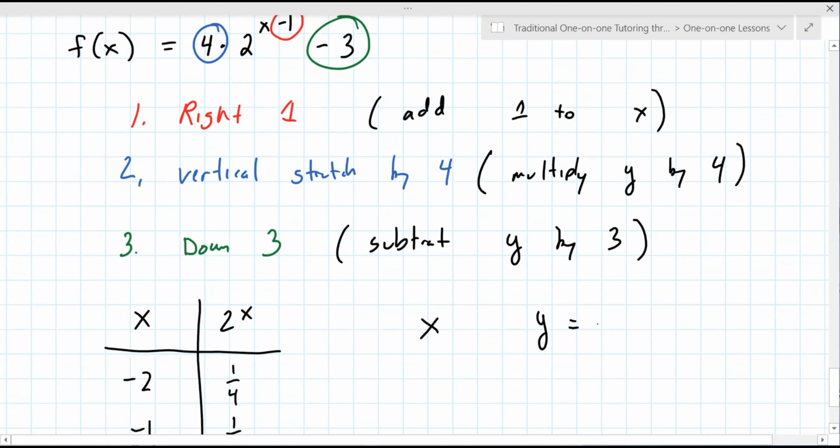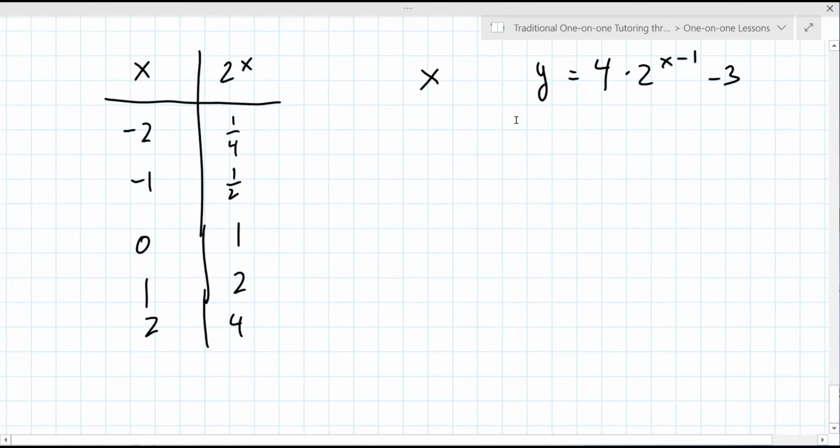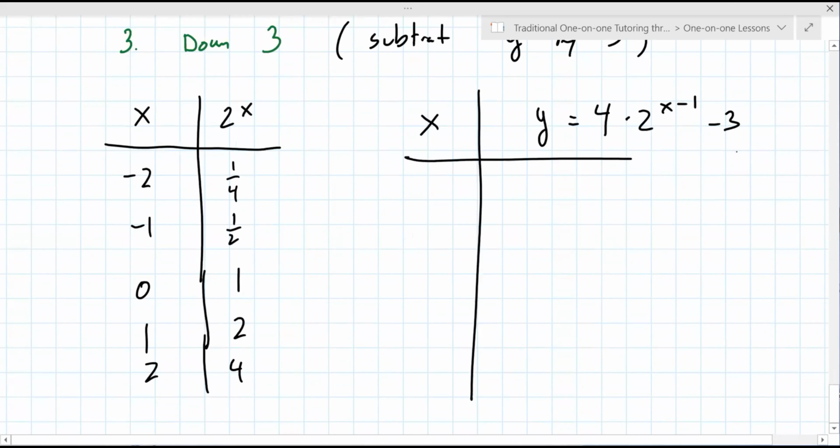Okay, so let me write this other one here. So it's y equals 4 times 2 to the x minus 1 minus 3. So notice that only the first one here affects the x. Do you see that? Yes. So all the x values are moved to the right one, which means you add 1 to all of these x values. Do you follow that? Yeah, I think so. See how I just add 1 to each of these? Yes. Okay. 1, 2, 3. Oh yeah, that makes sense.